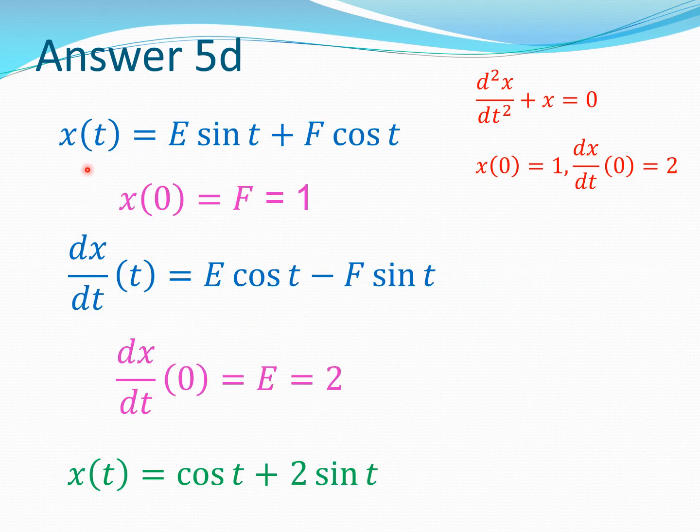Now we are ready to actually check this equation in terms of the initial conditions. So let's do that. Let's put t is 0. If we put t is 0, of course the e term vanishes because sin t is 0, and we get f, and f will be 1. And in the second case we take the derivative, so e sin t simply becomes e cos t, and f cos t becomes minus f sin t. Now we put t is 0, so only e will survive, because sin t is 0, and so I get e equal to 2, and I get the solution immediately as x(t) is cos t plus 2 sin t.